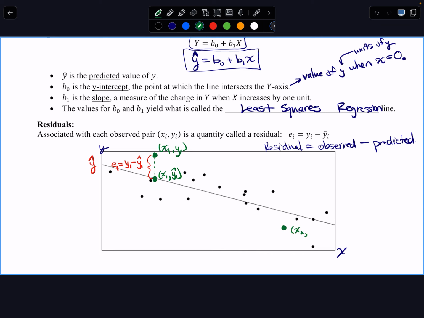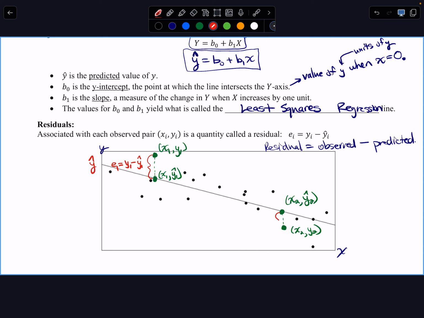I'm going to call this one X sub 2, Y sub 2. I'm going to do a vertical line so that it can have the same X value. But now, since that point is on the regression line, that's Y2 hat, right? And so the difference between these two, I'm going to do Y2 minus Y2 hat. That is what I'm calling my residual.